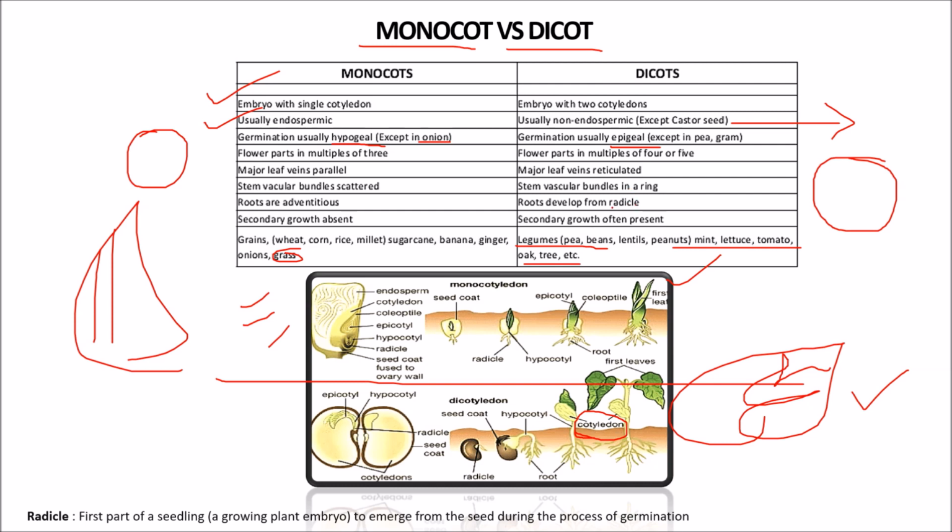Now there was a term, radicle. What is this radicle? This is the first part of a seedling, like you can see here. It is the first part of the seedling growing plant embryo which emerges from the seed during the process of germination. So here we have the epicotyl, the hypocotyl, the endosperm, the cotyledon, the coleoptile, the epicotyl and hypocotyl in this form, and then we have the seed coat, and then the radicle. You can see it very clearly.